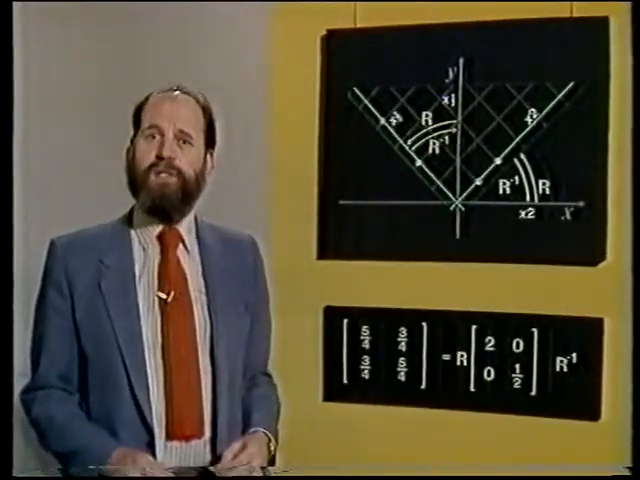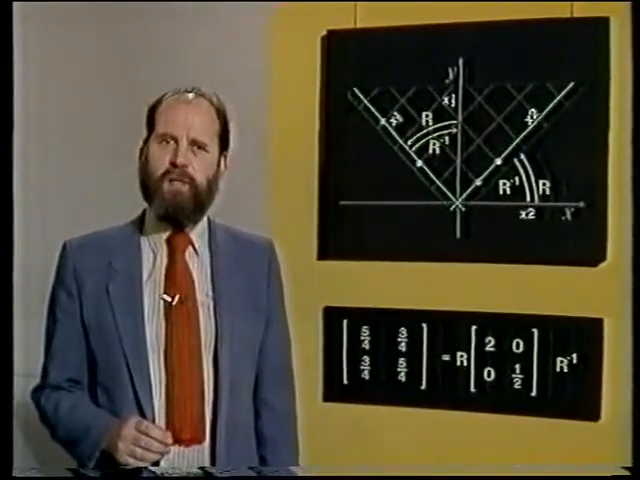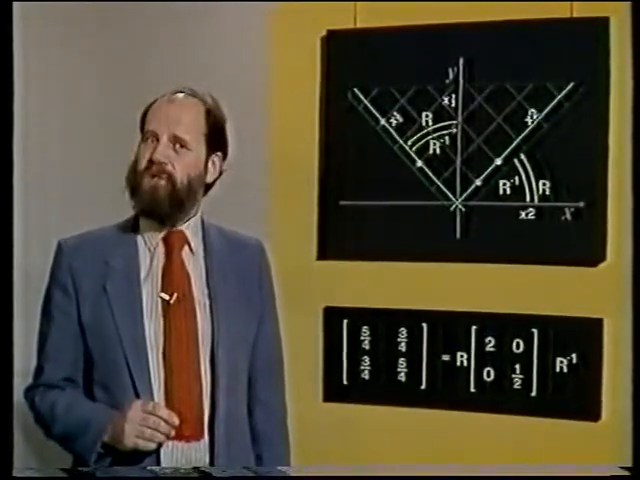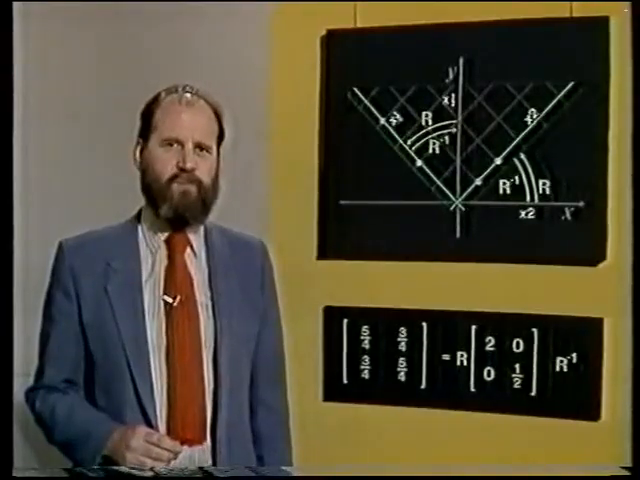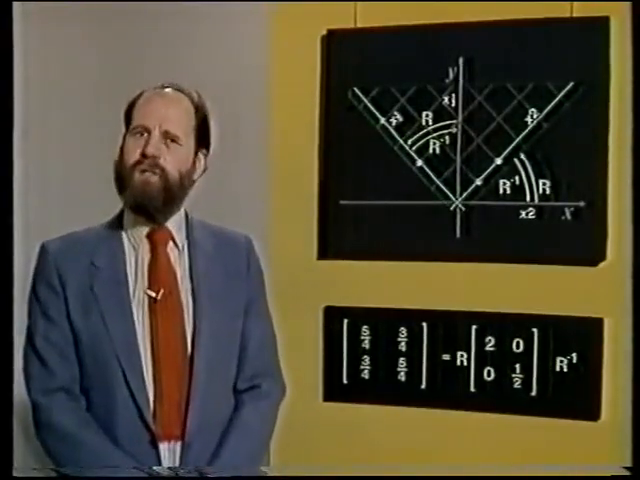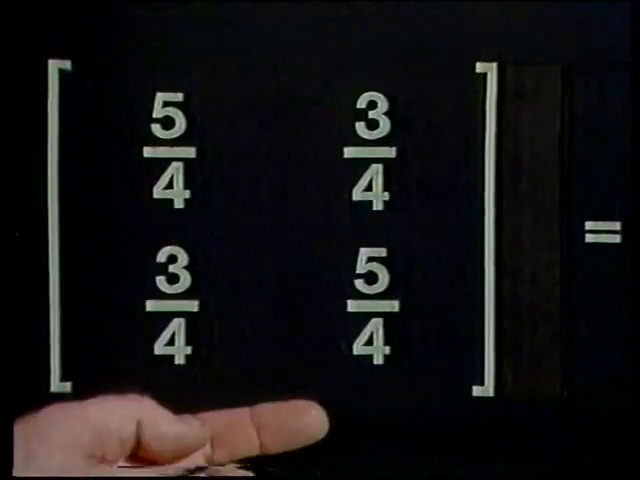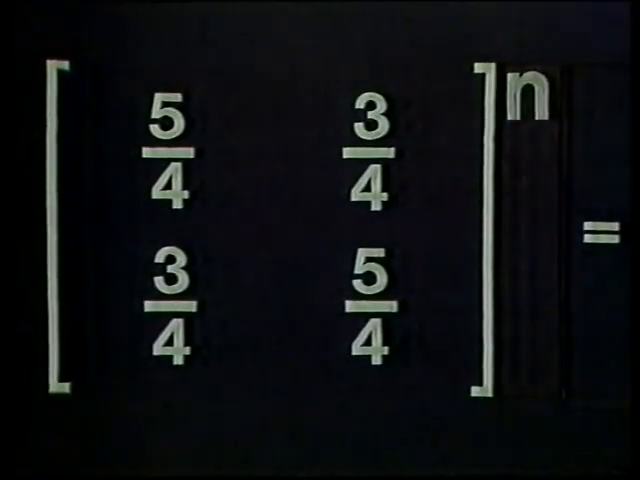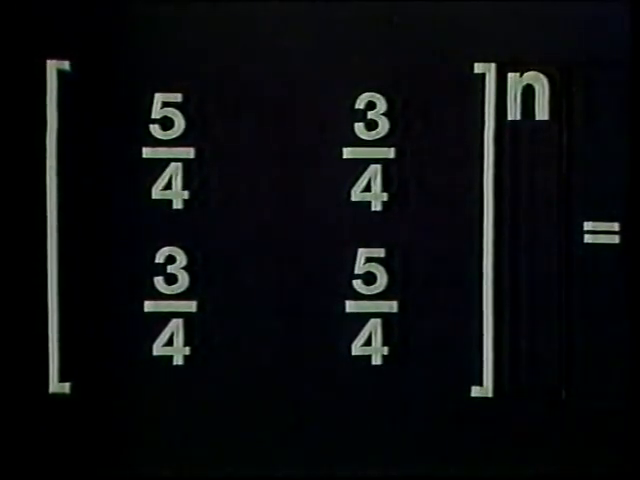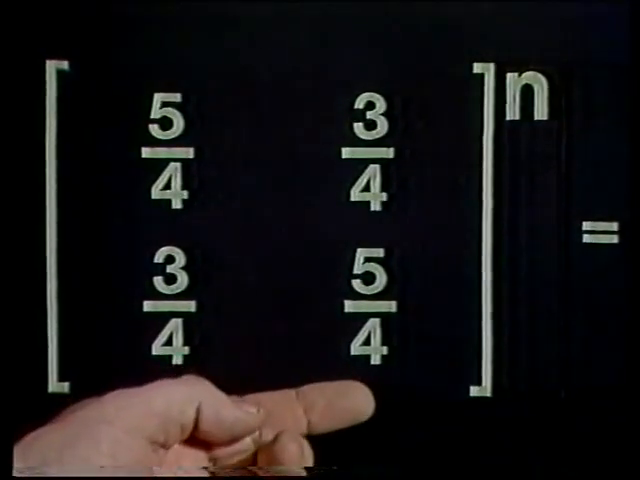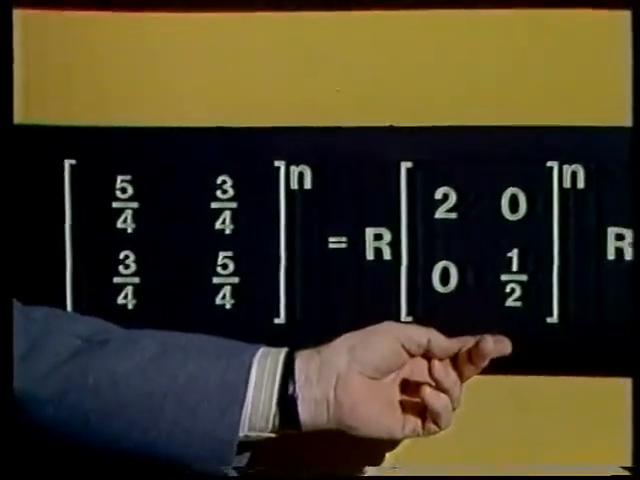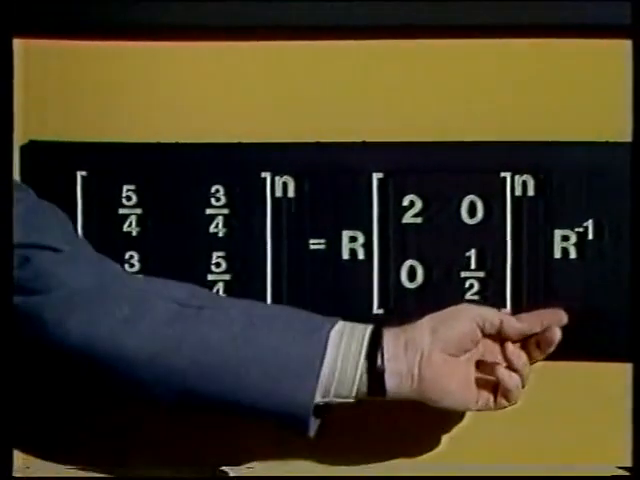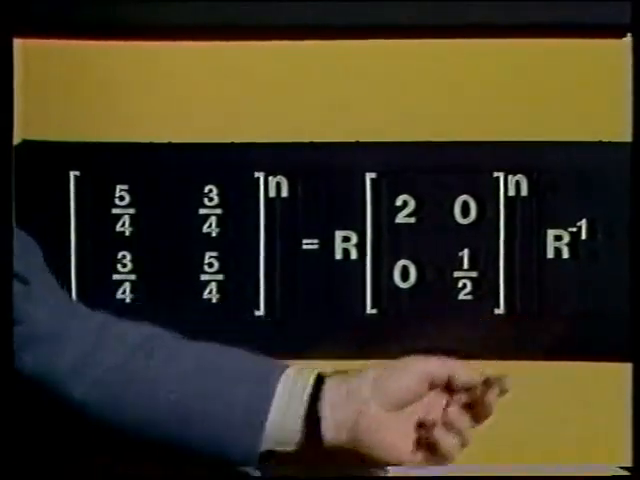You should also notice that because of the parallel lines argument, once you know how the transformation affects the points on the eigenlines, then you know what it does everywhere. What we're going to do next is turn to the question of finding powers of this matrix. You've done the calculation which shows that this raised to the power n is r times this diagonal matrix raised to the power n times r to the minus 1. But what's the geometry that's going on?